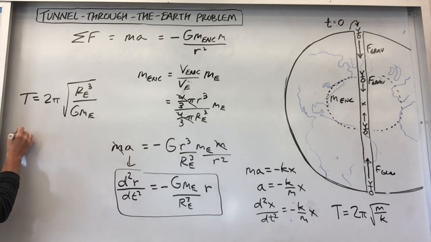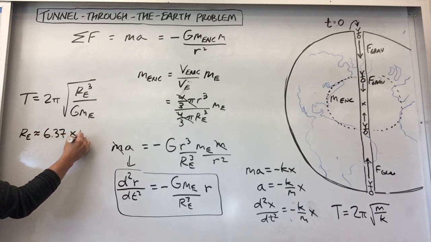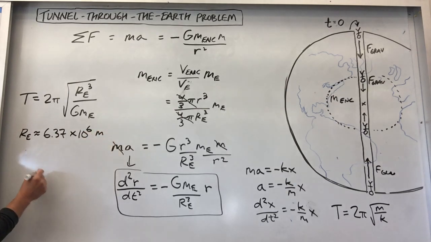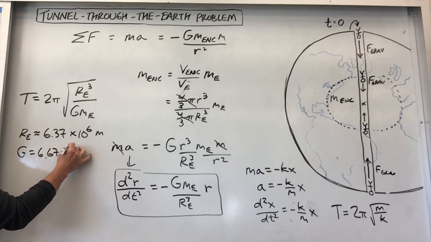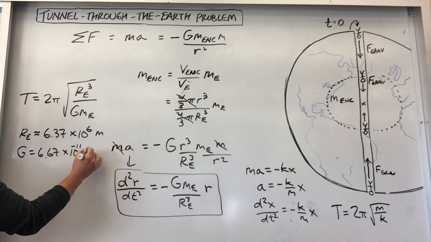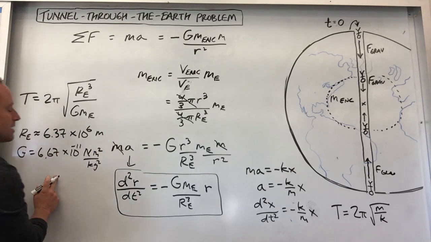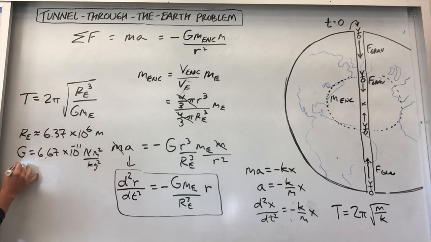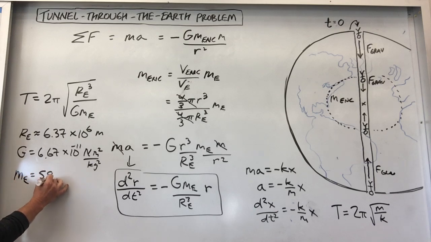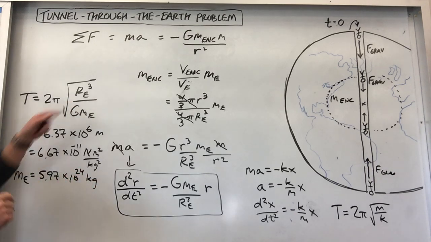Well, a couple things that you could plug in. It turns out the radius of the Earth is about 6.37 times 10 to the 6th meters. Big G is 6.67 times 10 to the minus 11, newton meters squared per kilogram squared. That's the gravitation constant, Newton's constant. And then the mass of the Earth is about 5.97 times 10 to the 24th kilograms. Right? So those are constants that you could put in here.